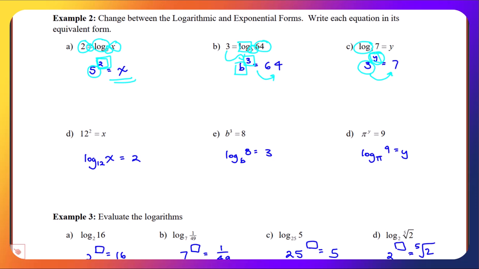To go the other way, let's look at this. The exponent of 12 that gives me x, that exponent is 2, isn't it? The exponent of b that gives us 8 is 3. The exponent of pi that gives us 9 is y. I'm hoping that this approach will help you to understand what you're doing instead of just plugging into a formula.